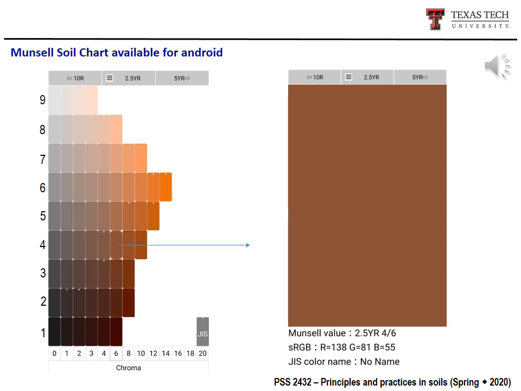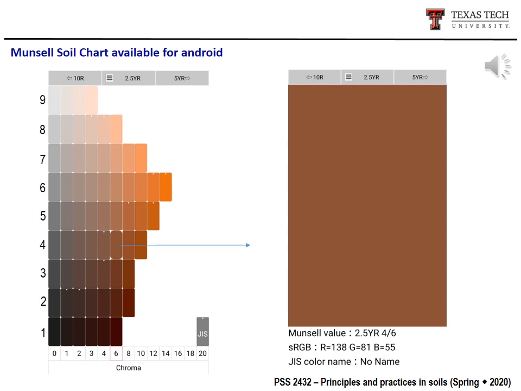As you can see here on the left side, I have a color. The hue is 2.5 YR, the value is 4, and the chroma is 6. And the Munsell notation is, look at the right side, 2.5 YR 4/6.